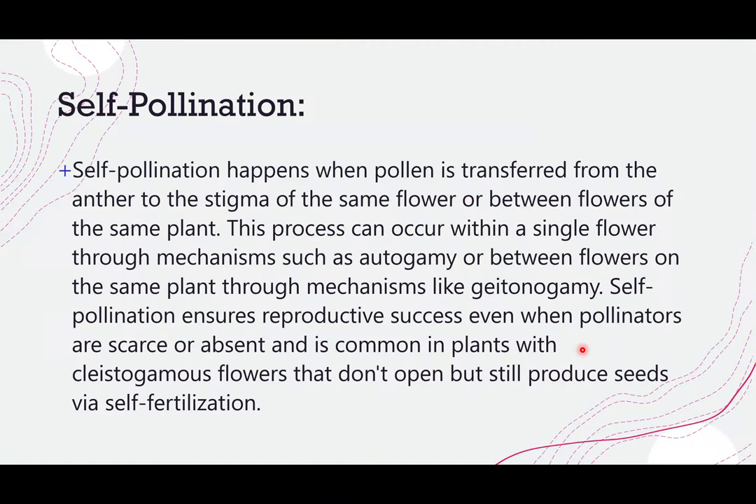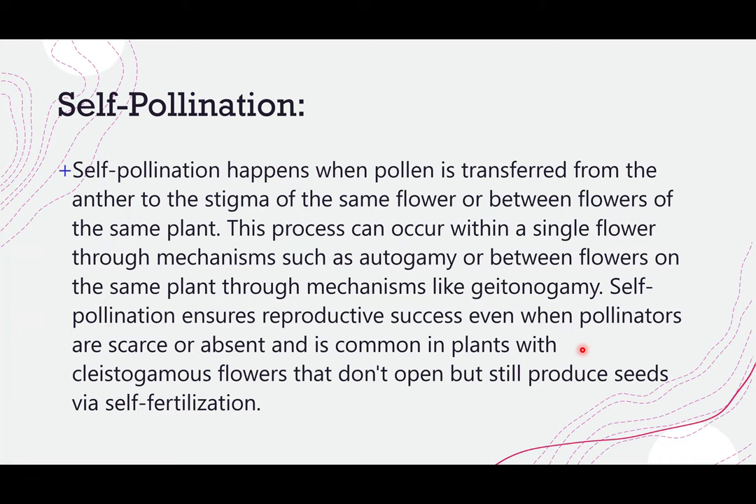So self-pollination, we know it happens when pollen is transferred from the anther to the stigma of the same flower, or between different flowers of the same plant. Some persons can mix it up and say that cross-pollination is transferred between two different flowers. But we need to make sure that it is two completely different plants. Because if it transfers between two different flowers of the same plant, it's still self-pollination, right?